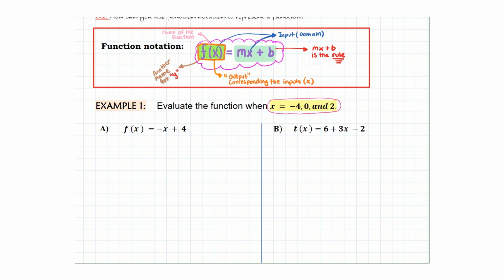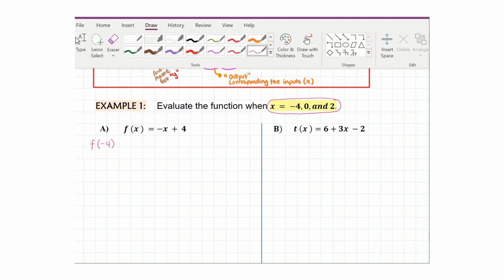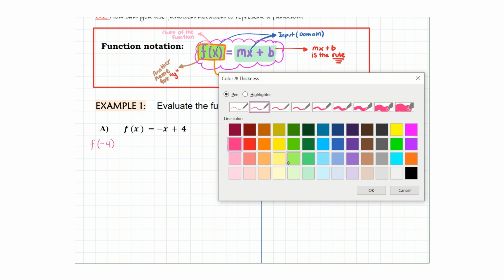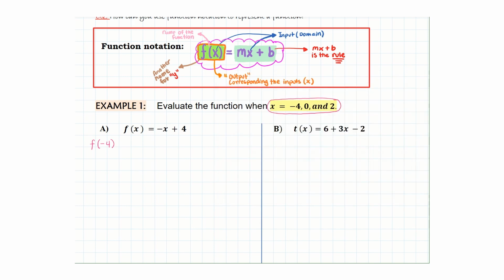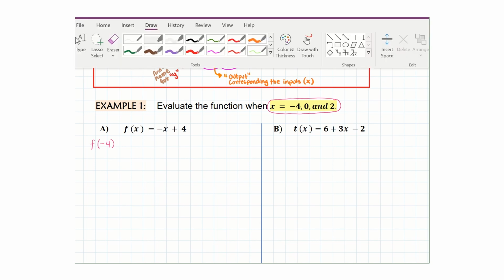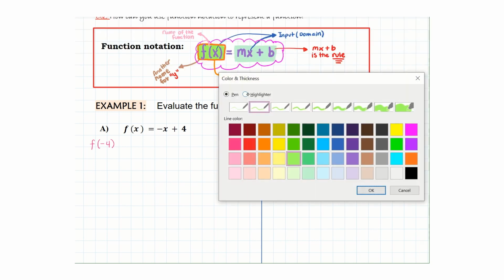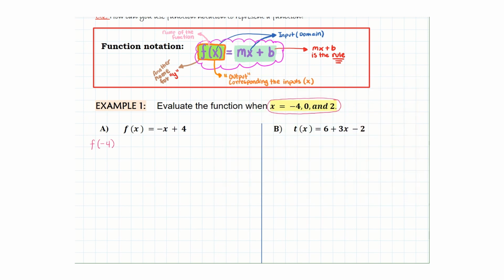So let's look at this example here. We're given two different functions and we want to evaluate at those three different inputs. What that means is that we're going to be inputting those three different x values into what our rule is in each of the functions. So for example, on A, our rule is negative x plus 4.